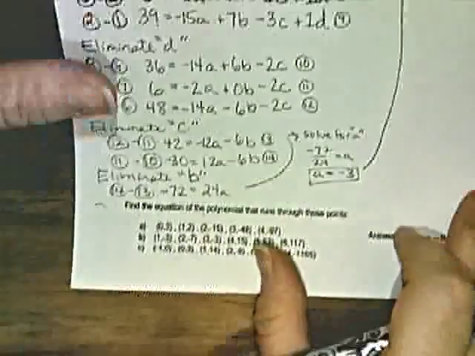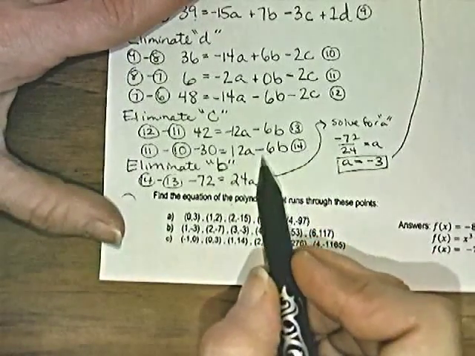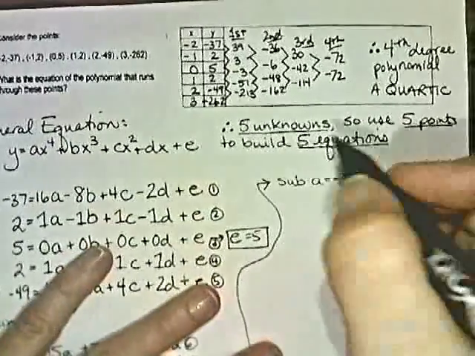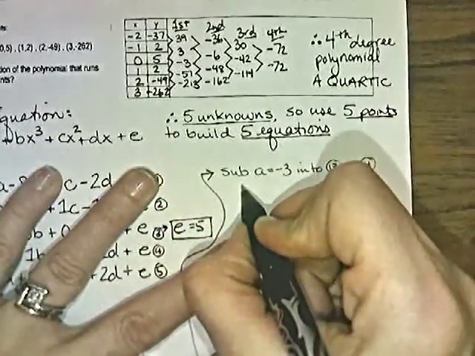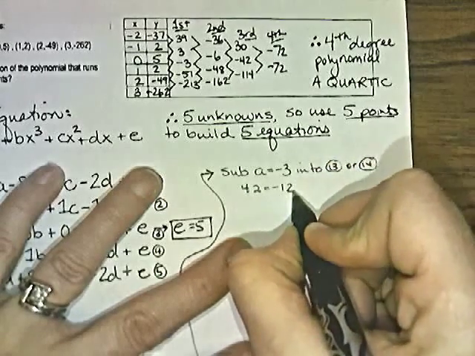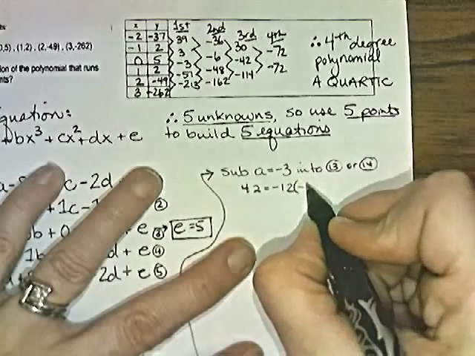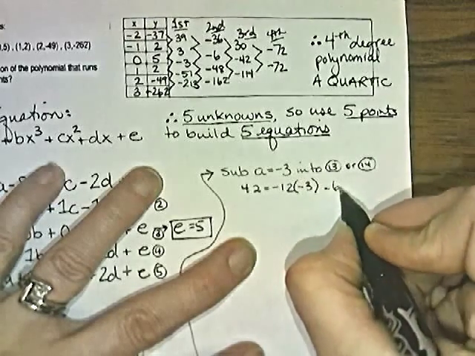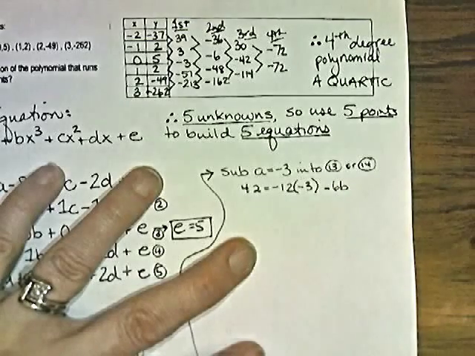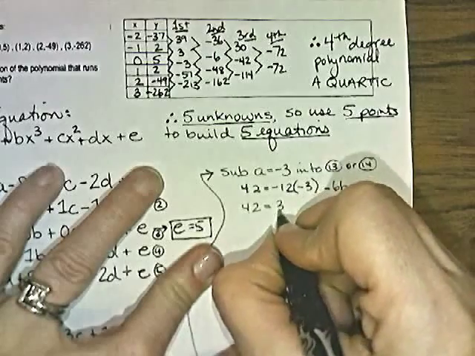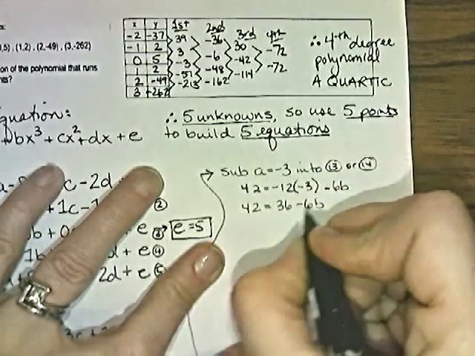I just usually pick one that has the easiest numbers. I guess it doesn't really quite matter here. This is a positive value, so perhaps I'll use 13. And so my 13th equation is 42 is equal to negative 12 times that a, so I now know the value of a, it's negative 3, minus 6b's. That's my 13th equation. So I get 42 is equal to 36 minus 6b's.